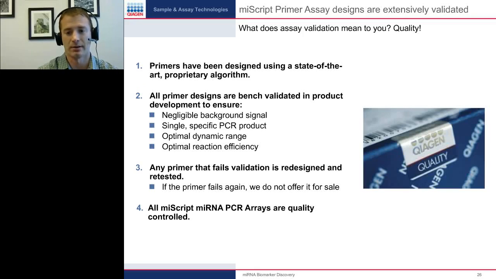So I mentioned that the assays are wet lab verified. So what does assay validation mean to you? It means a total commitment to quality. So our workflow is as follows. The primers are designed using a state-of-the-art proprietary algorithm. Following this, all primer designs are individually bench validated in product development to ensure negligible background signal, single specific PCR products, optimal dynamic range, and optimal reaction efficiency. Basically, everything that you come to expect out of a primer, we test it. Any primer that then fails validation is redesigned and retested. And if the primer fails again, we don't offer it for sale. Also, just as a note, all lots of microscript PCR arrays are individually quality controlled.